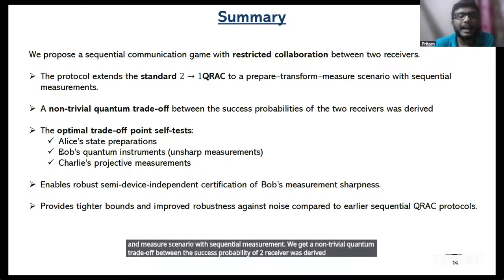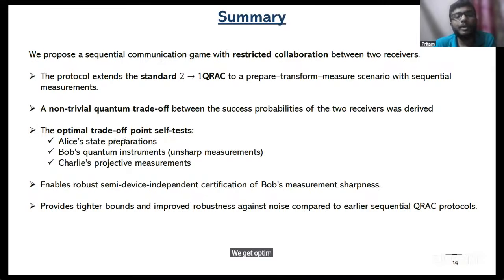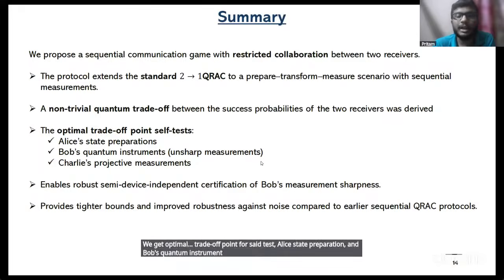And using that, we get an optimal trade-off point for self-testing Alice's state preparation, Bob's quantum instrument, particularly unsharp measurement, and Charlie's projective measurement. And that enables a semi-device independent robust certification of Bob's measurement sharpness. And this result, the upper bound, is tighter than the previously known sequential QRC protocols.